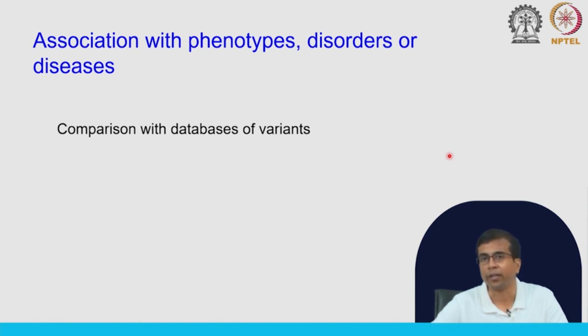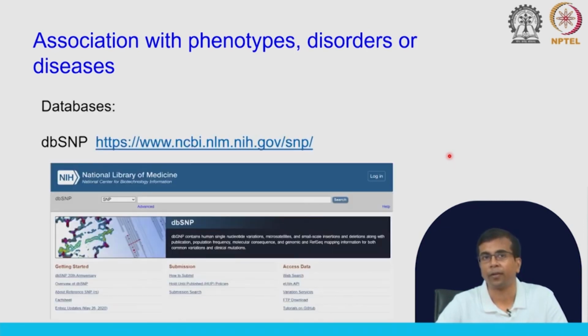This is very important, especially for human data. If you are working with human variants, human samples, you want to check this. There are several databases, and I will just mention some of them. Here is one, a very common one, called dbSNP. It contains a lot of human single nucleotide variants, microsatellite information, and small indels. You can check whether your variant is already reported in dbSNP, is a common variant in humans or not, and whether there is some clinical association. This information will also be present.